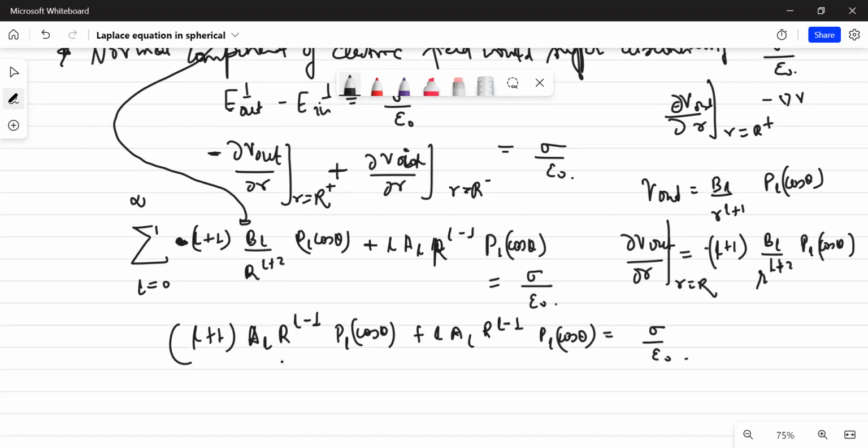Is that clear? So if you add them up, this is l, this is l plus 1, so it becomes 2l plus 1, and there would be summation going all over. R to the power l minus 1, and this will be P_l cos theta.